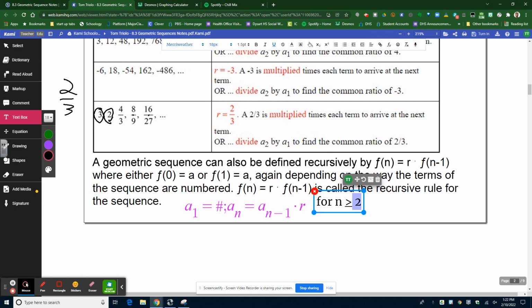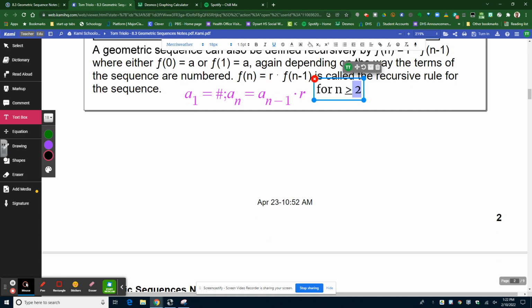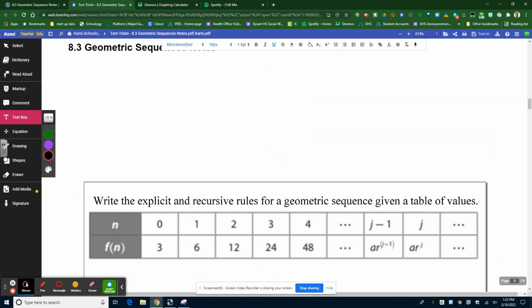So recursive rule and explicit rule. That's the new stuff. So we're multiplying instead of adding. That's what's new. The numbers are going to get bigger fast or smaller fast. So probably going to be using Desmos a little bit more than you did for the other one. Questions? All right, let's jump right into it. Go to the second page. Look at the first sequence.